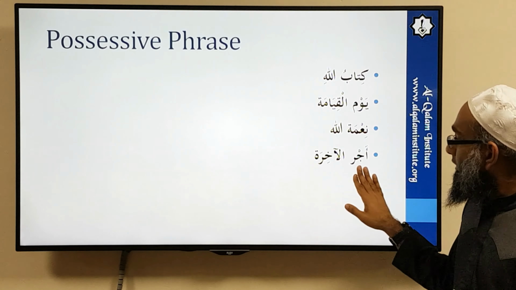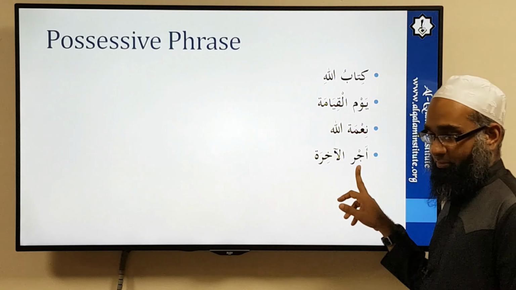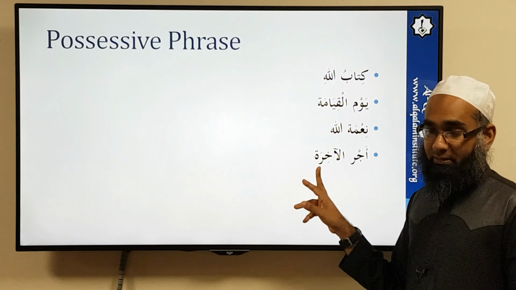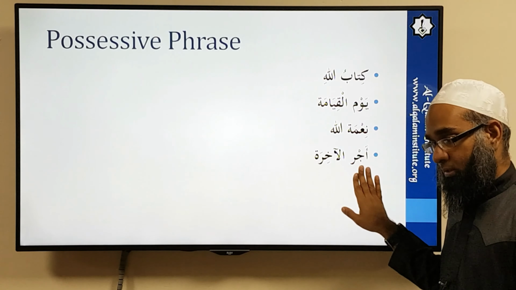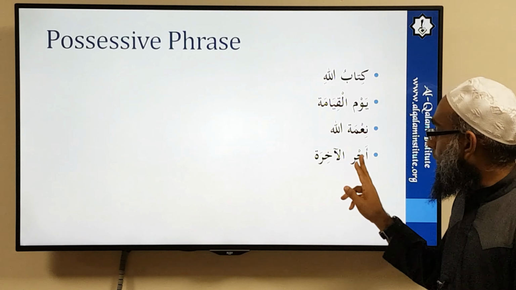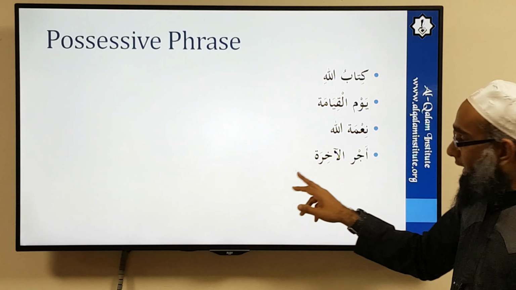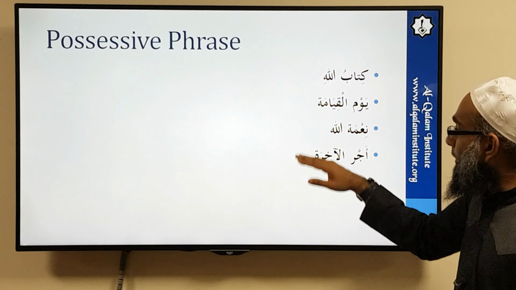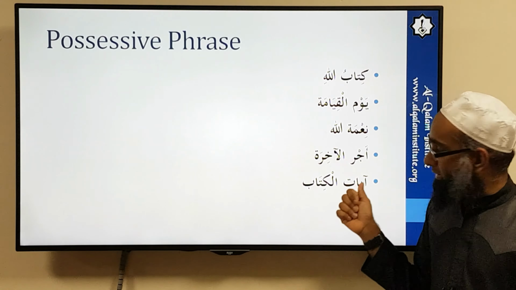Ajru al-akhirati. Translation. Ajr means reward. And akhirah means? Hereafter. So what will it be? The reward of the hereafter. You understand? And this can be marfu, mansoob, majroor depending on the sentence position. And akhirah will have to be what? Majroor. Next one.